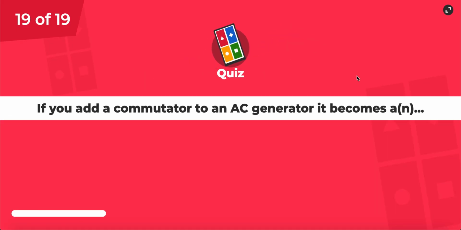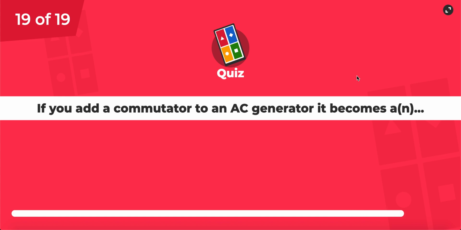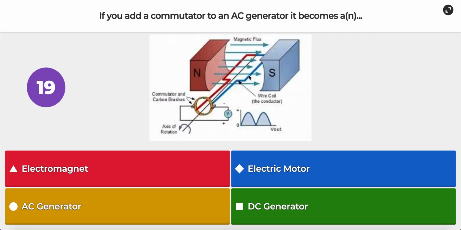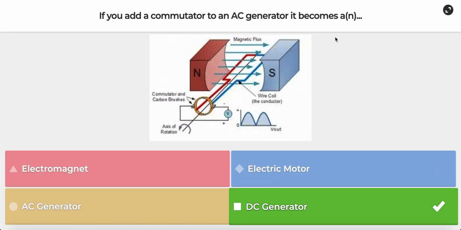All right, last question. If you add a commutator to an AC generator, alternating current, it becomes a... So this is an AC generator with a commutator added, and so that is going to then allow the current to continually flow in a single direction, meaning it becomes a DC generator.